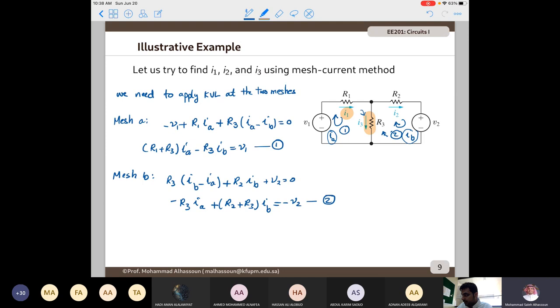I1, I2, and I3. So I1 will be exactly the same as IA. I2 will be exactly the same as IB. Now I3 will be, by KCL, IA minus IB. So any questions?